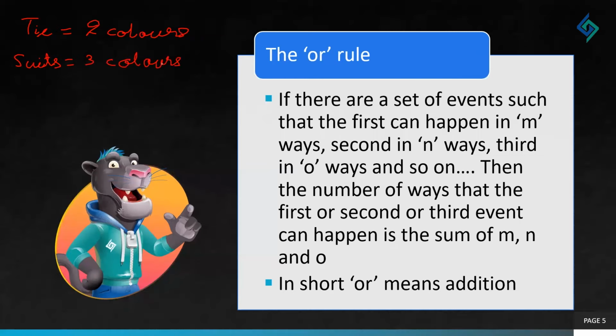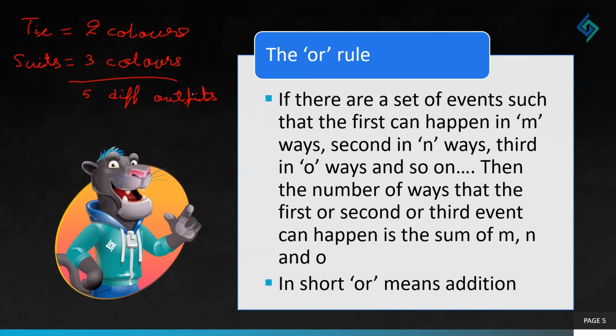I'm not going to wear both, because if I wear both, then it's going to become too formal for the interview. Then how many different outfits can you wear now? That will be, you have got 5 different outfits now possible for the interview. Why? Because you can either wear a tie or you can wear a suit. So you can either wear a green tie or a blue tie, or you can wear a black suit or a gray suit or a beige suit.